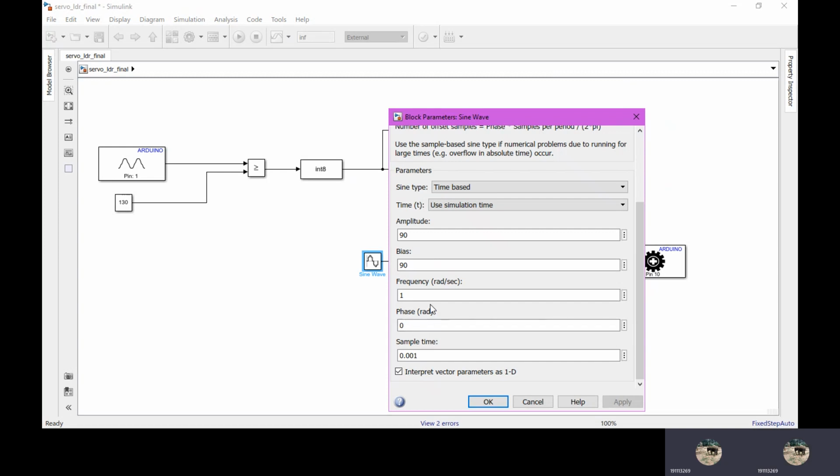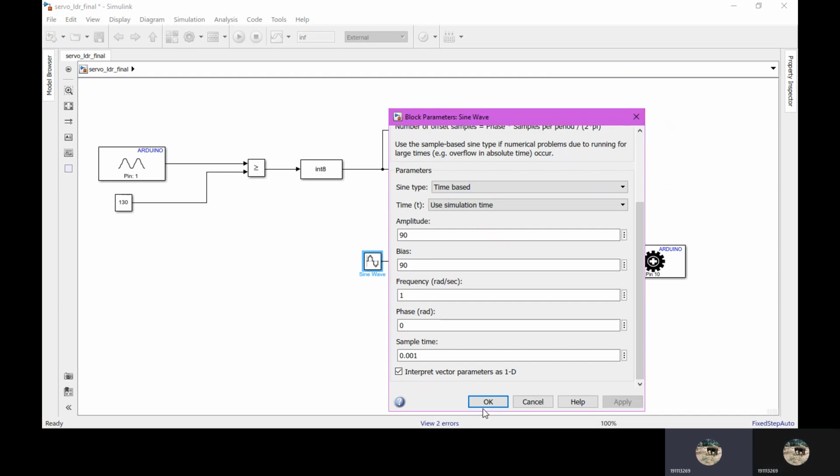And the phase angle is 0 and the sample time is 0.001. The sample time denotes the time it takes for the sine wave to generate one sample. So if sample time is very low, then the signal is more and more continuous. If it is 0, then it is totally continuous, and if the sample time is very high, then it means that it takes a large time to generate a particular sample, and therefore it is more discrete, less continuous.